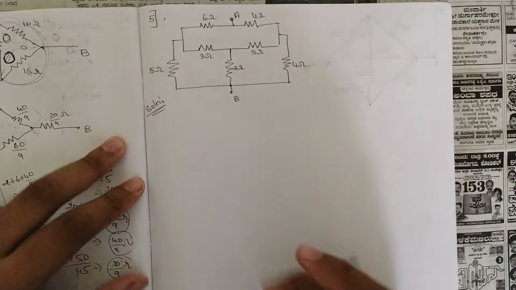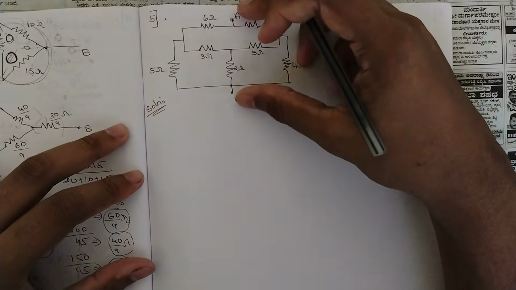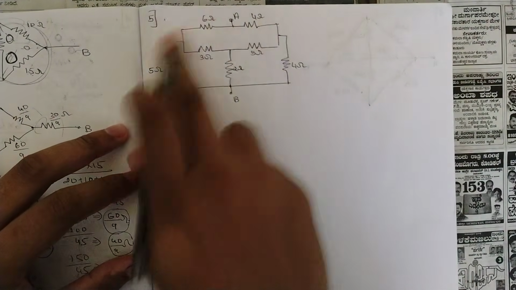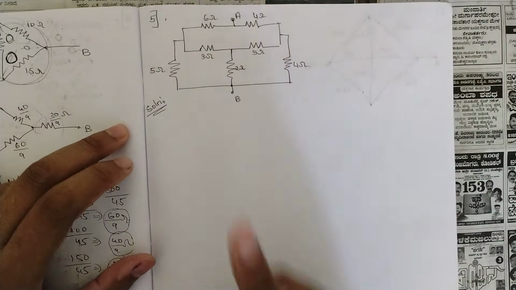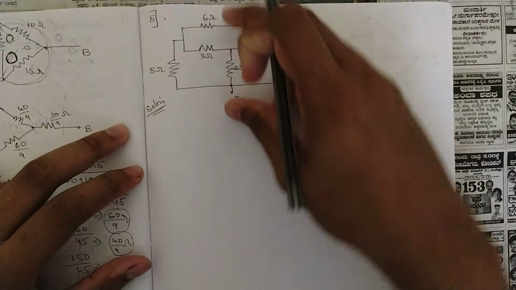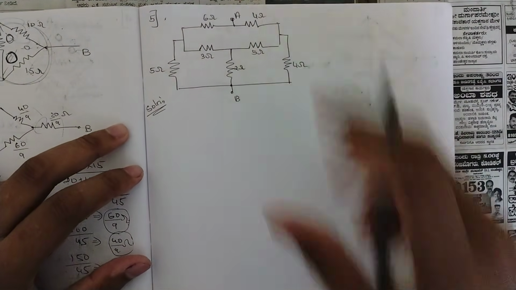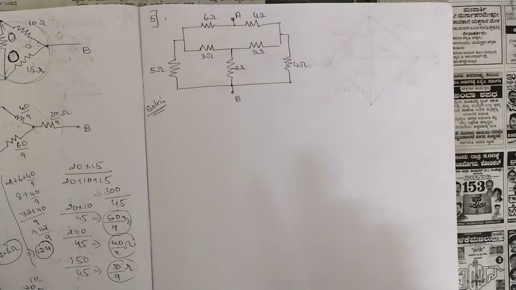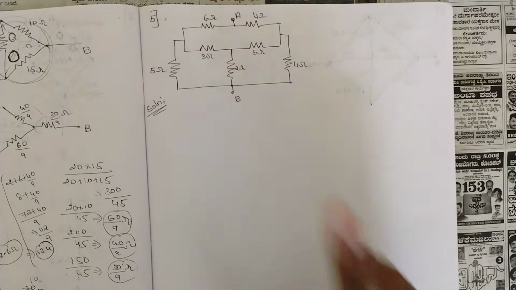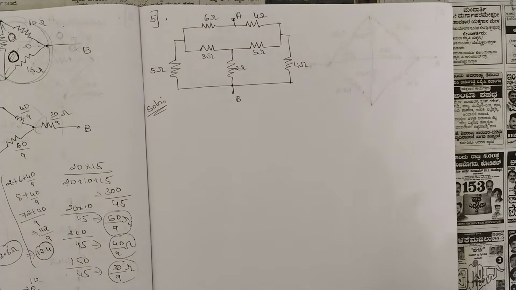So this is the fifth problem again. Same thing again, between these two terminals A and B, this is the complex circuit they have given. We should be reducing this circuit in such a way that between these two terminals you should be having one single resistance. Okay. So this is the circuit. You should be applying the star delta transformation here.